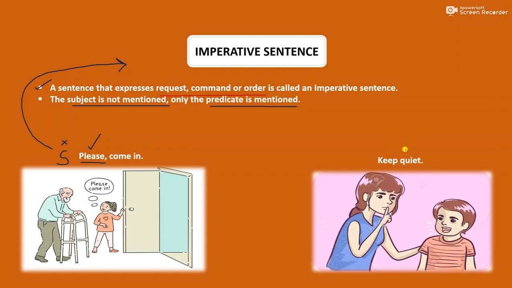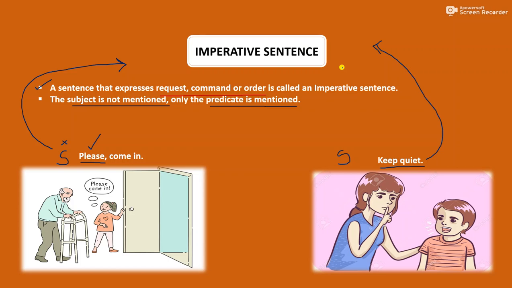Similarly, Keep quiet. Here in this sentence again, we do not have the subject directly mentioned, right? But still, this sentence indicates a command or an order that we give to somebody. So this sentence indicates a command and therefore it comes under the category of imperative sentences.